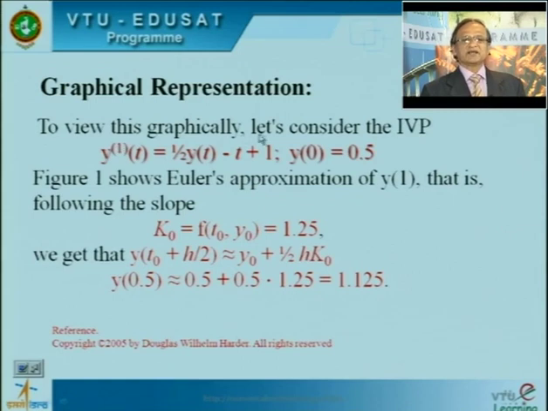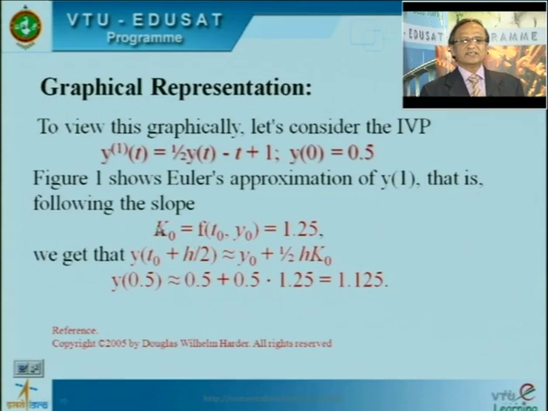Okay. So, now you can represent our solution by a graph. To view this graphically, let us consider an initial value problem. They have given y dash as a function of t, equal to 1 by 2 times y of t minus t plus 1, with the initial condition y of 0 is equal to 0.5. It means at time t is equal to 0, what is the position? Position is 0.5. The following figure shows Euler's approximation of y of 1.